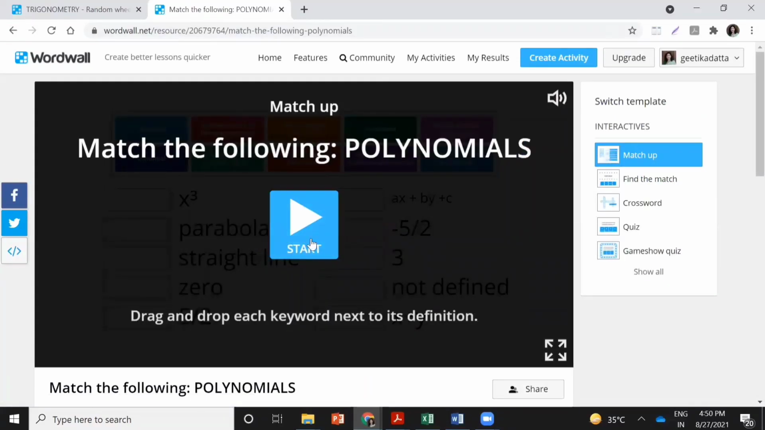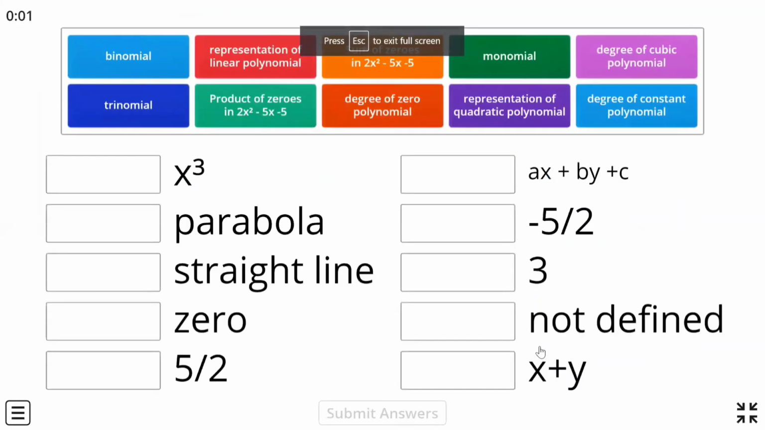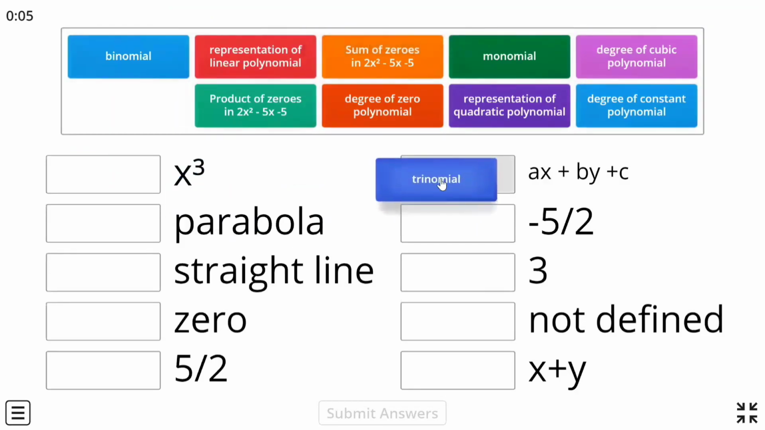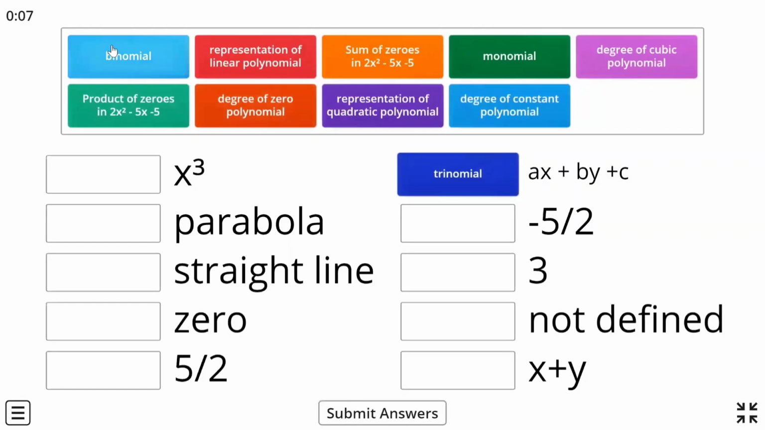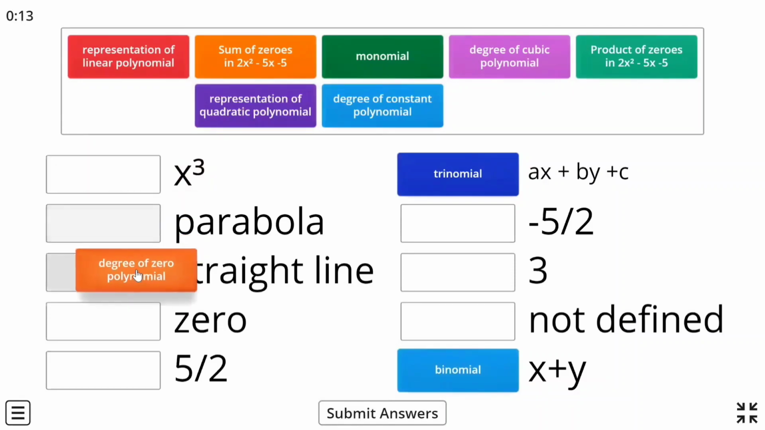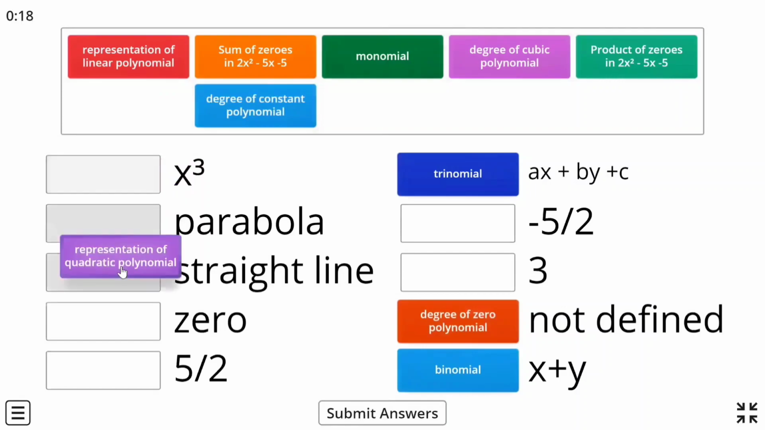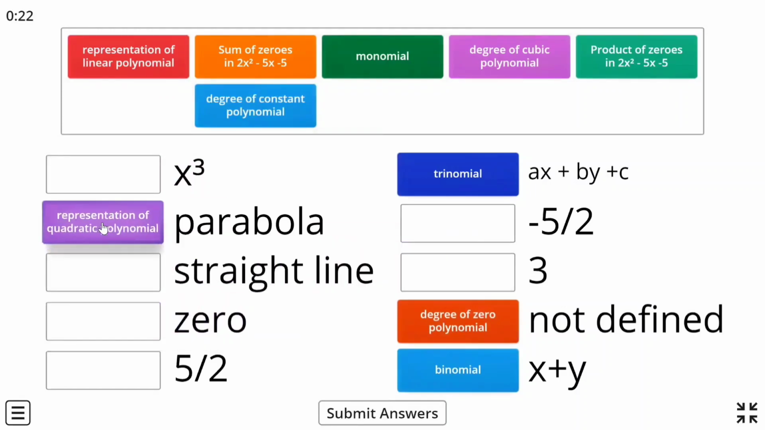I start this, I maximize it, and now it is so simple. Trinomial, so this is the trinomial I can take. Binomial, this is the binomial that I have. Degree of a zero polynomial, how much is that? It is not defined, so it goes here. Representation of a quadratic polynomial, I can take it to be a parabola.